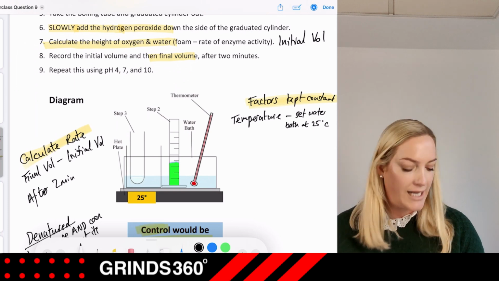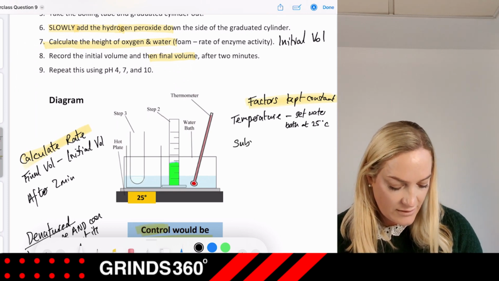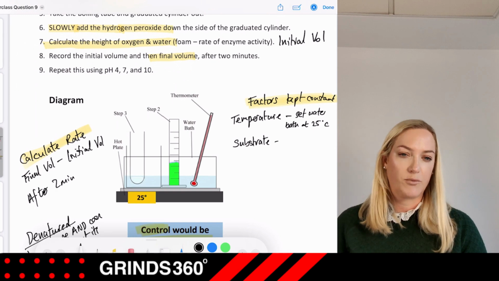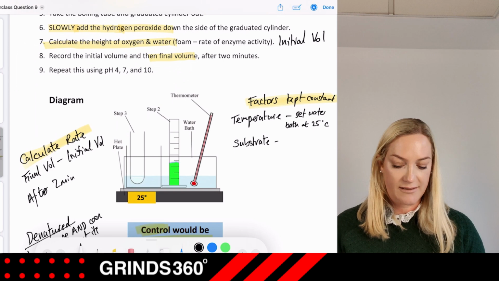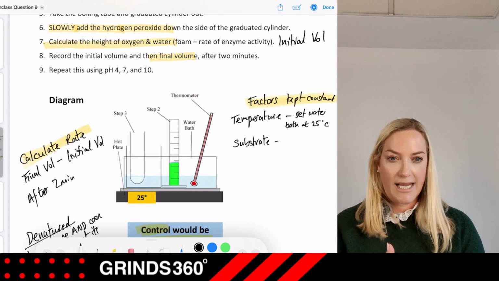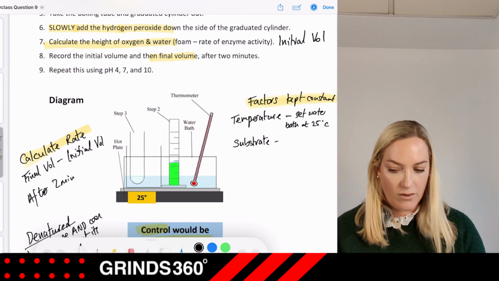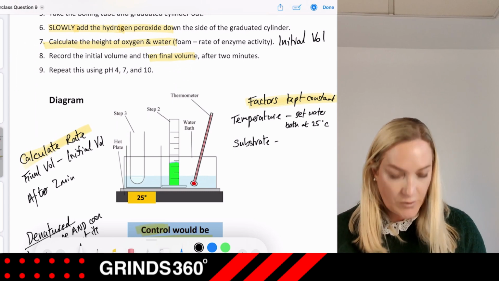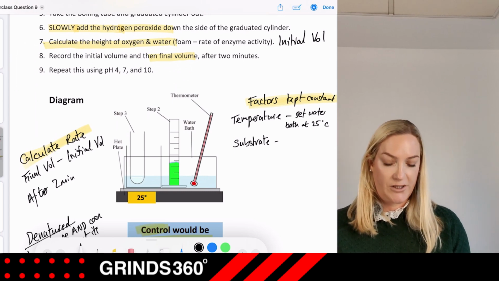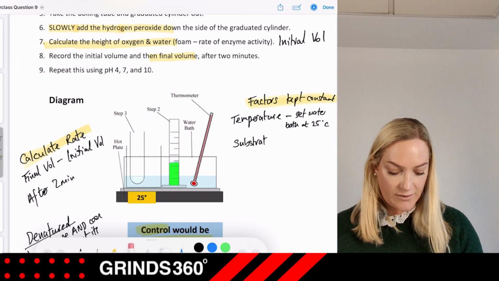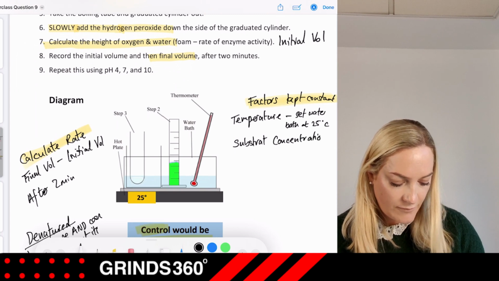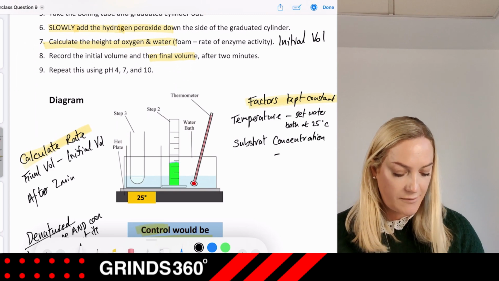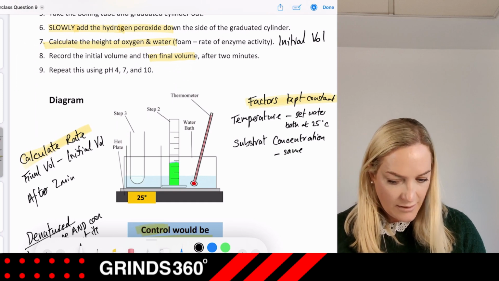Another factor that we kept constant is substrate. Our substrate was hydrogen peroxide. So how do we keep hydrogen peroxide constant, the same throughout this? That's when I use pH 4, 7 and 10, and that's because you use the same volume of substrate, so substrate concentration. We use the same volume of substrate with each little experiment we do here. So I'm going to say substrate concentration, that's our second factor. How do we keep it constant? The same volume of substrate.